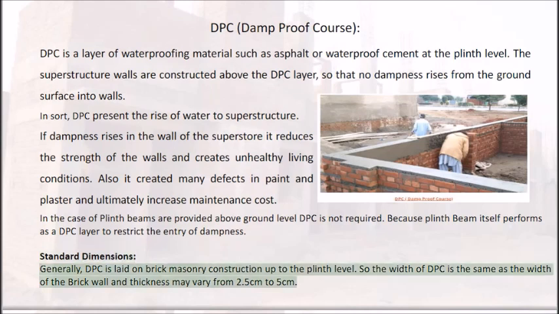Generally, DPC is laid on brick masonry construction up to the plinth level. So the width of DPC is the same as the width of the brick wall, and thickness may vary from 2.5 cm to 5 cm.